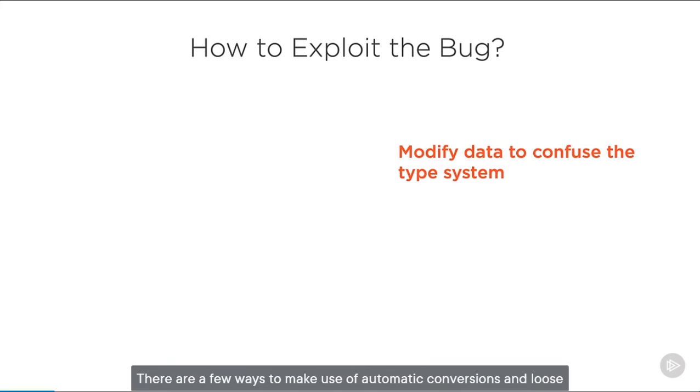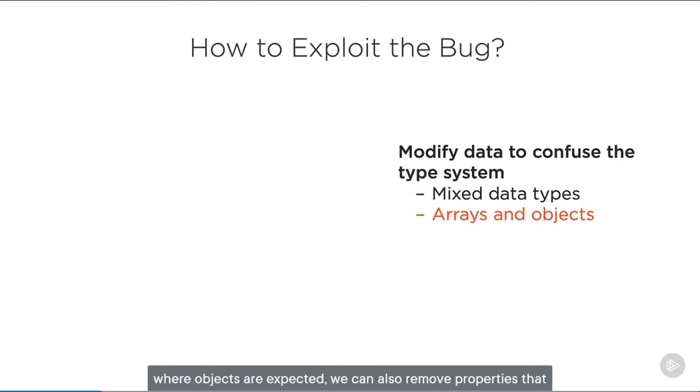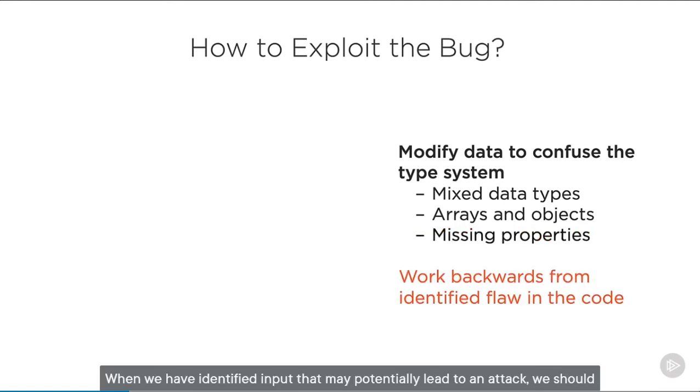our sample application. There are a few ways to make use of automatic conversions and loose comparison to invoke an unwanted or unexpected behavior. We can try to use numbers instead of strings. We can use arrays where objects are expected. We can also remove properties that get the JavaScript value undefined.